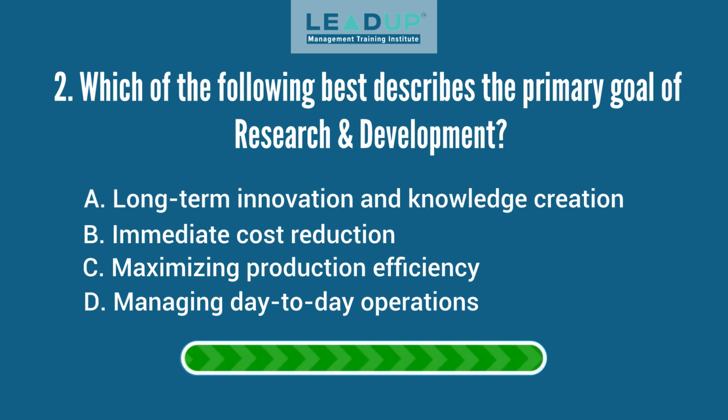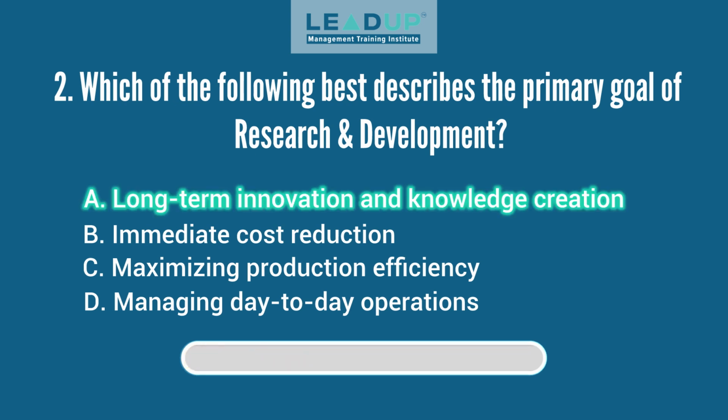Which of the following best describes the primary goal of research and development? A. Long-term innovation and knowledge creation. B. Immediate cost reduction. C. Maximizing production efficiency. And D. Managing day-to-day operations. Answer: long-term innovation and knowledge creation.